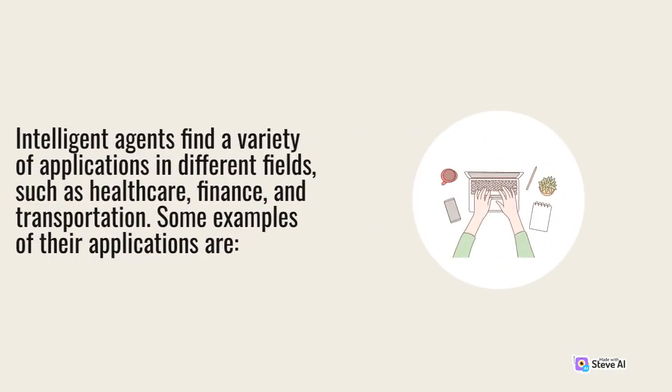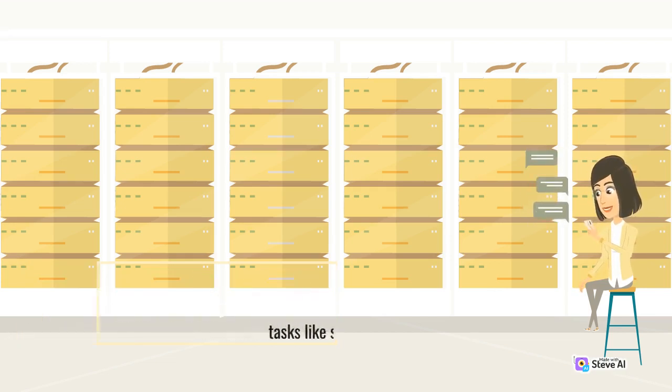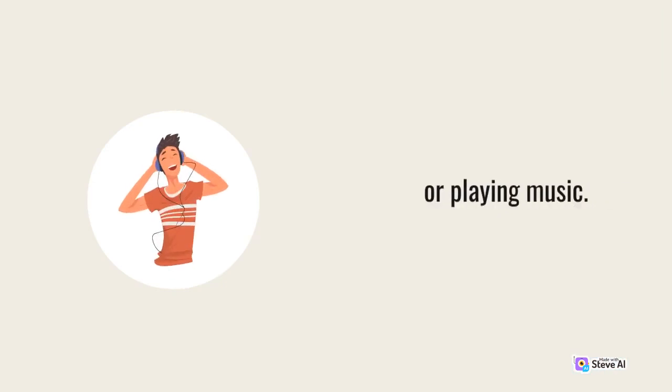Intelligent agents find a variety of applications in different fields, such as healthcare, finance, and transportation. Some examples of their applications are 1. Personal assistants. Intelligent agents like Siri on iPhones or Alexa on Amazon Echo devices are popular personal assistants that help users with tasks like setting alarms, managing their calendar, or playing music.